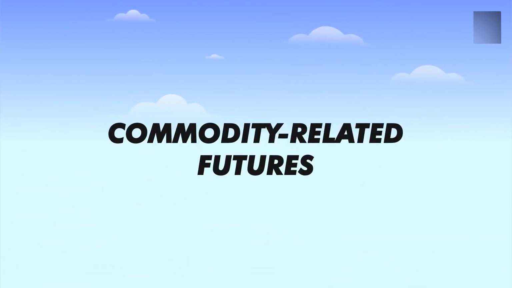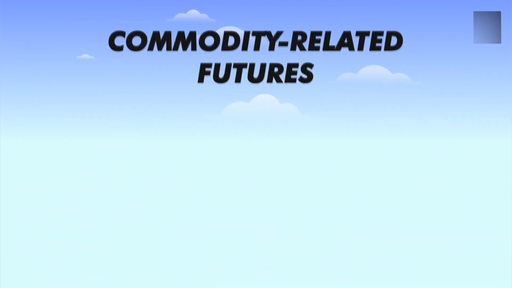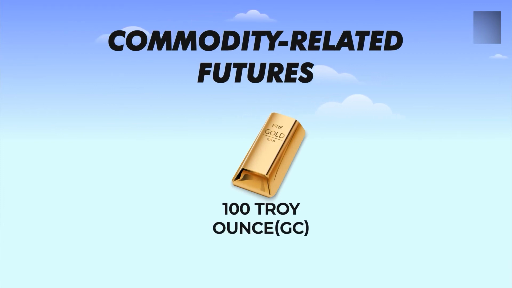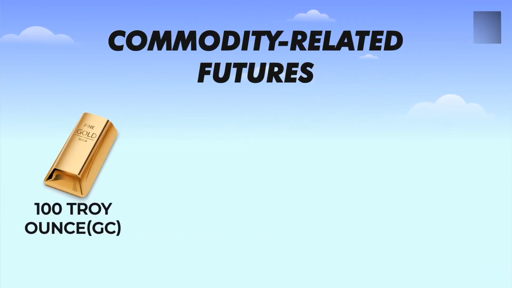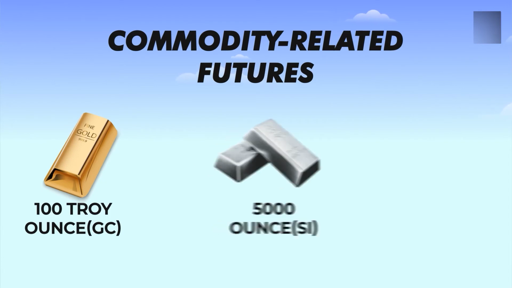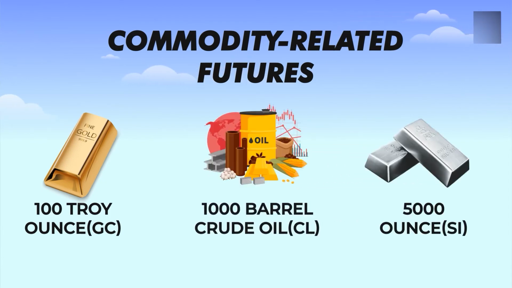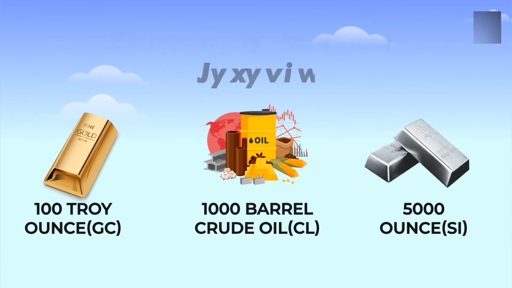Commodity related futures. GC. This is the symbol for the 100 troy ounce gold. SI. This is the symbol for the 5000 ounce silver. CL. This is the symbol for the 1000 barrel crude oil.